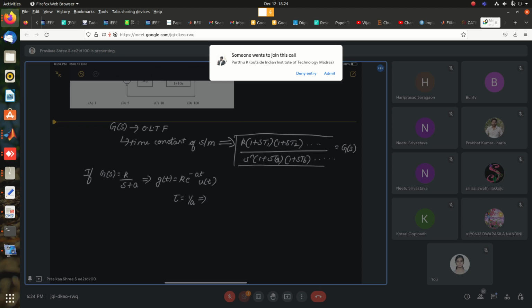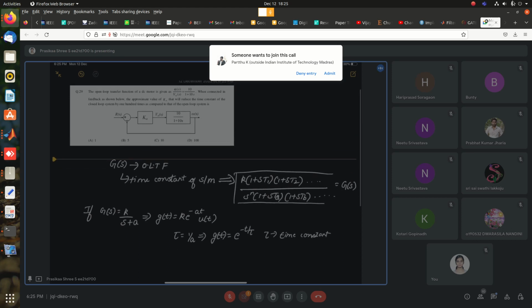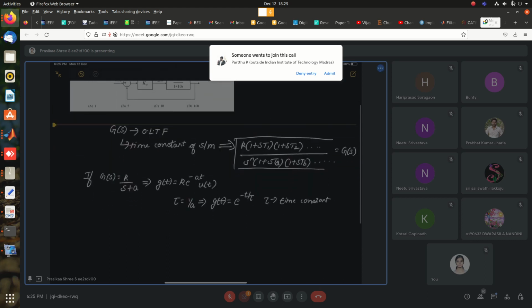Why? Because any decaying signal is represented as e^(-t/tau). If you have seen it in networks, the time constant of an RL circuit is L/R. So usually the form of the output will be e^(-t/tau), where tau is the time constant, right? Using this information, we can easily compute the time constant of the open loop transfer function that is given.